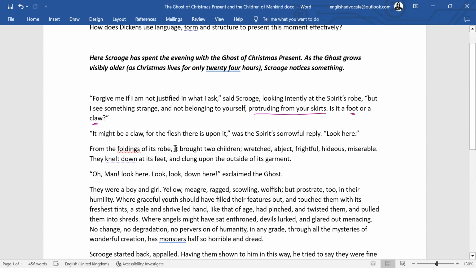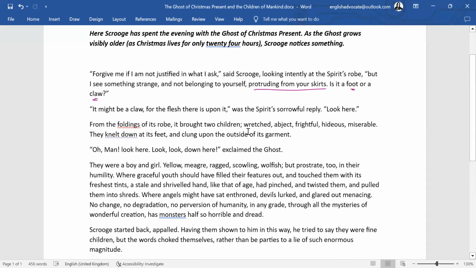And then all of a sudden, from the foldings of these robes, two children appear, and we have this list of negative adjectives to describe them. And the children are kneeling down, clinging onto the ghost's robes. And at this point, the ghost changes his tone slightly and says, "Oh man, look here, look down here," exclaimed the ghost. And we'll talk about why there's that change to "man" in a moment.